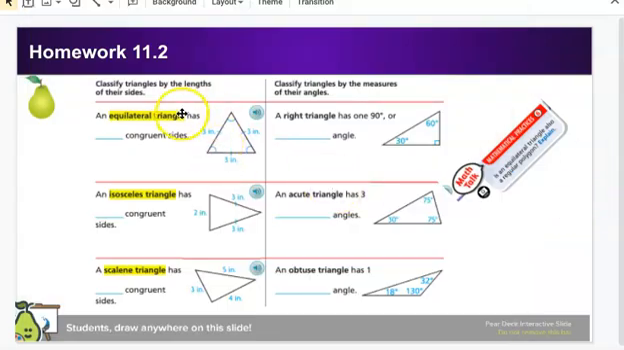So in an equilateral triangle, all 3 sides are exactly the same length. In an isosceles, 2 of the sides have the same length, 1 does not. In a scalene, none of them are the same length. A right triangle has one 90-degree angle, you see it right there with the square, and an acute triangle has 3 tiny little angles that are all less than, what is it? 90. And an obtuse triangle has one big angle that is greater than 90.